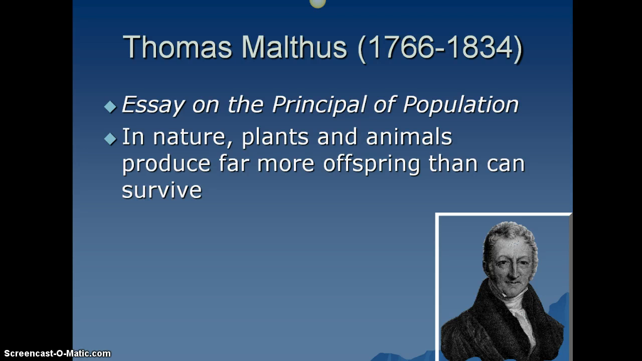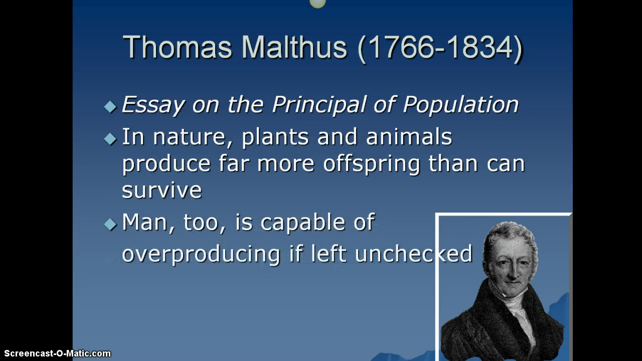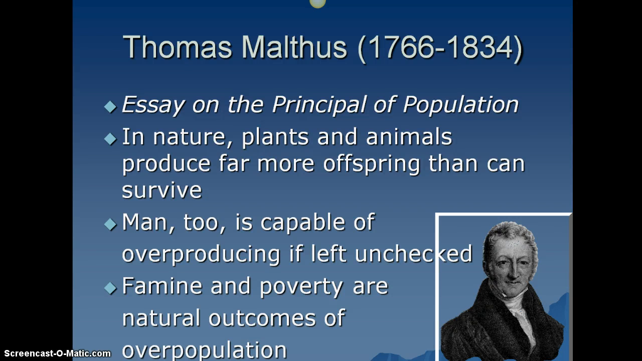But in nature, plants and animals produce more offspring than can actually survive. And what he believes the goal of that is, is that populations in general need to survive. So if you produce more than can actually live, then you'll have enough that actually do survive through changing environments and changes around them. He also said that man is capable of overproducing if left unchecked, and those consequences would be famine and poverty due to overpopulation of humans.